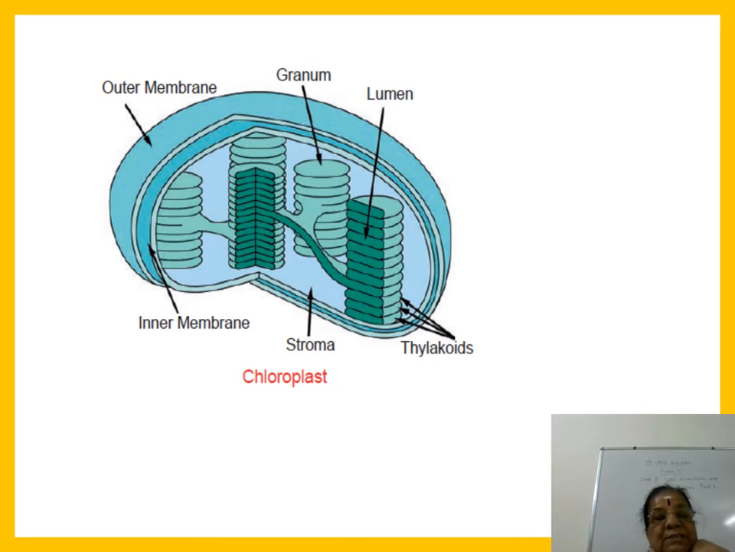The chloroplast structure is more or less elliptical in shape with an outer and inner membrane. Then as I said, it is a cell organelle, so the content inside, the cytoplasm as we call it, here is called the stroma matrix.